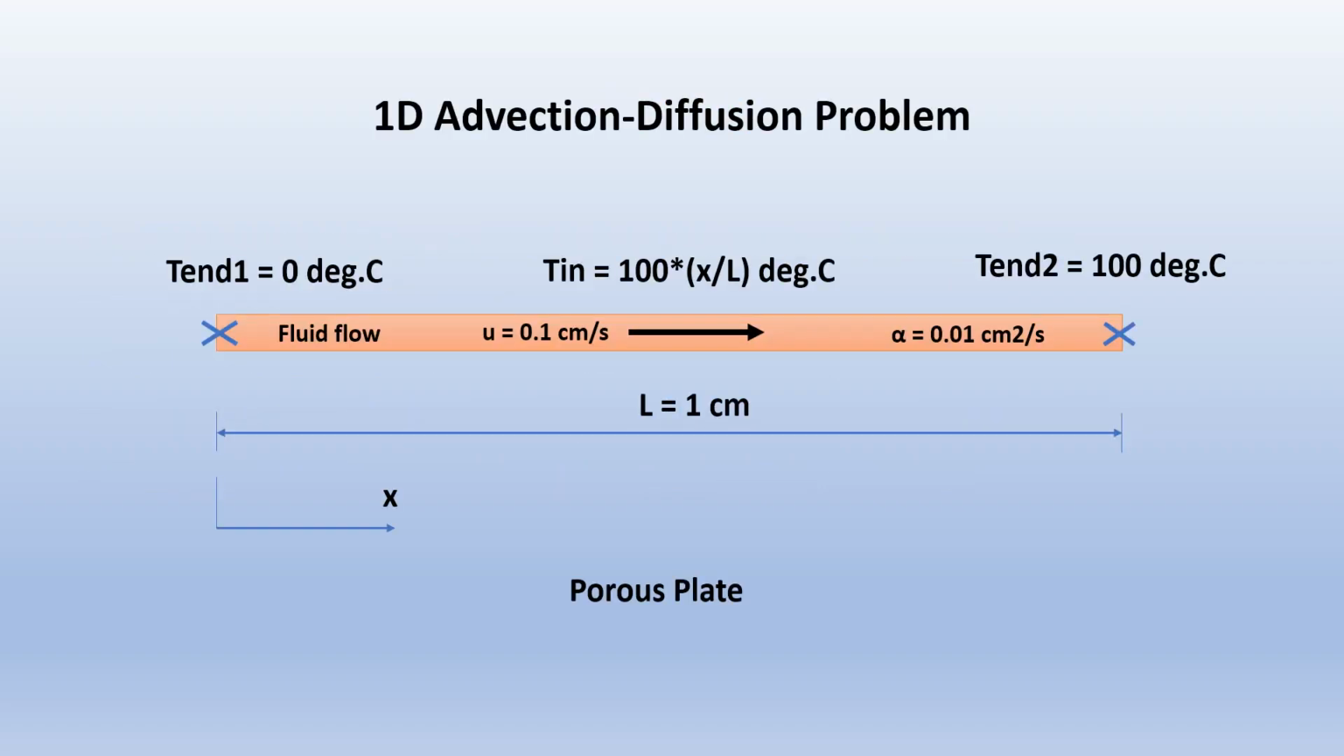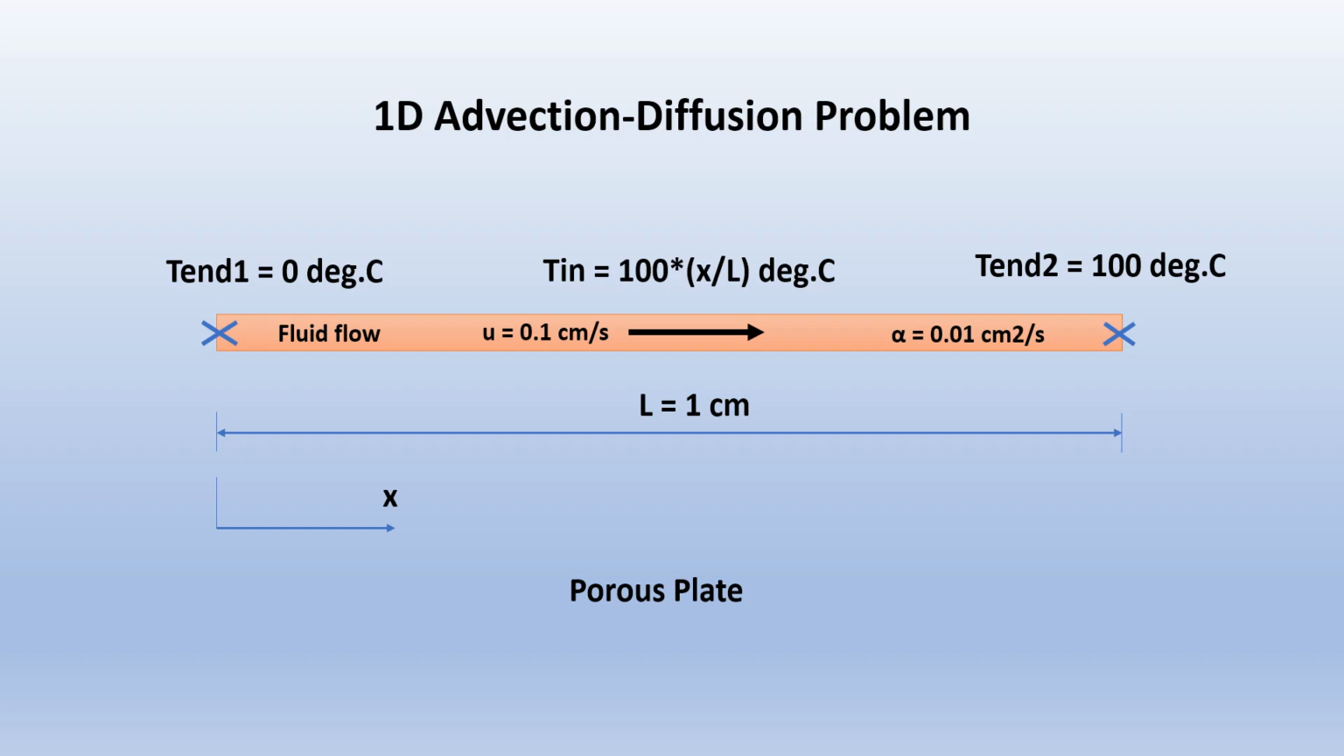Our problem, the 1D advection-diffusion problem, is shown in the figure here. So we have a porous plate which is 1 centimeter long. We have a fluid flow happening inside the porous plate, and the convection velocity in the x direction, u, equals 0.1 centimeter per second. The property of the fluid, that is thermal diffusivity, alpha equals 0.01 centimeter squared per second.